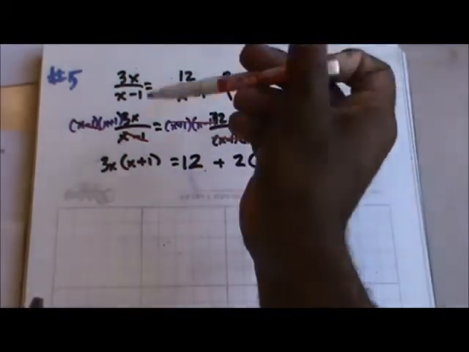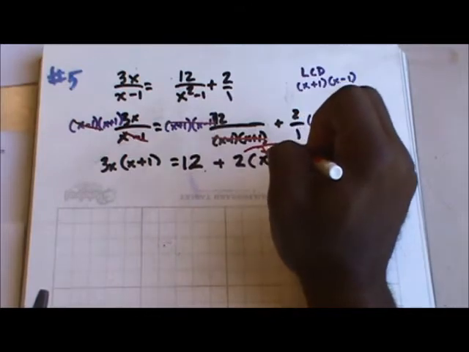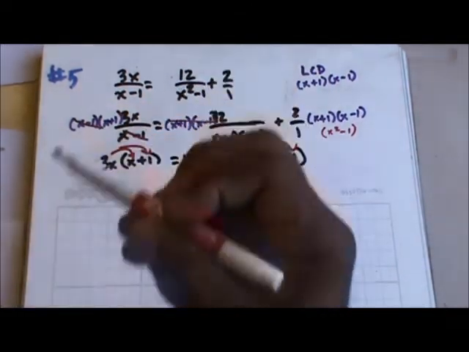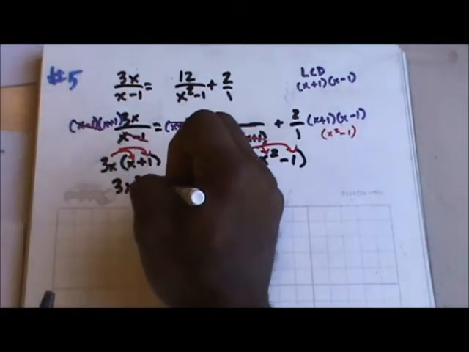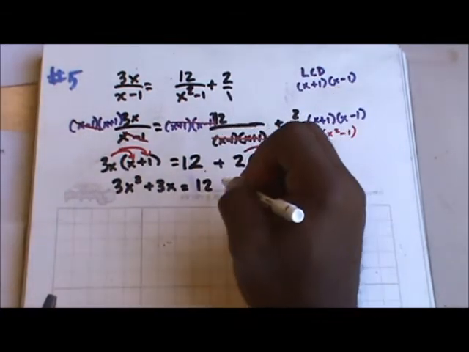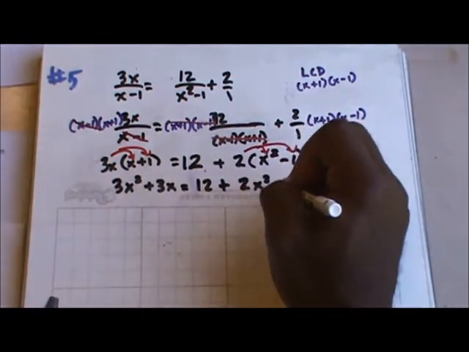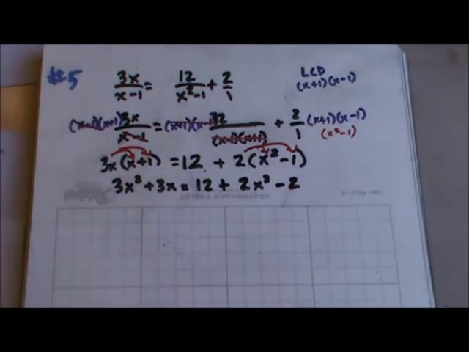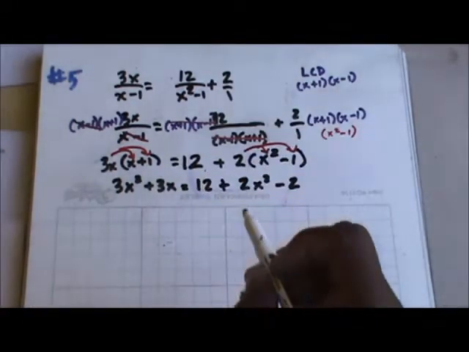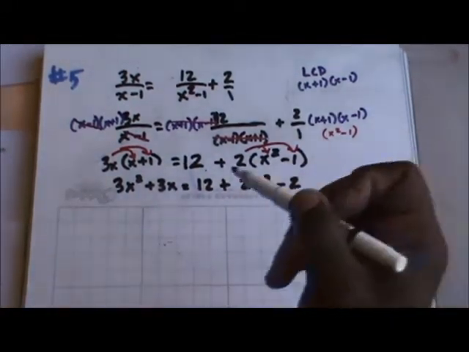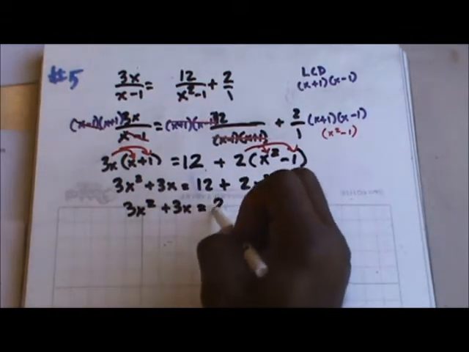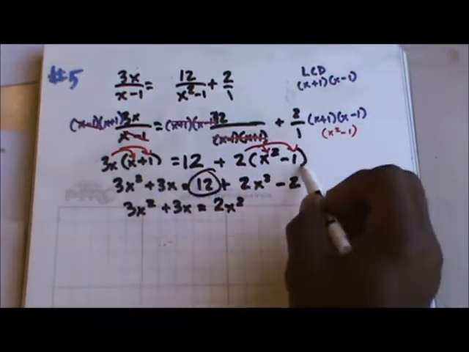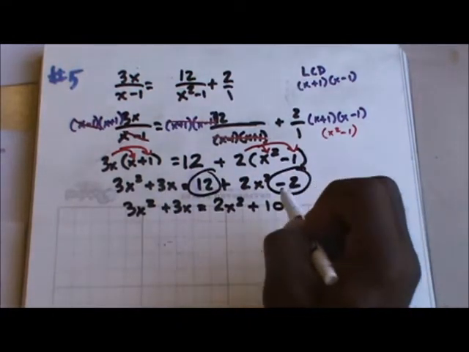First things first, let's do some distributive property. That's 3x squared plus 3x equals 12 plus 2x squared minus 2. Now let's simplify this a little bit, because we're on step 3 and we're solving. We have 3x squared plus 3x is equal to 2x squared, and we want to combine our like terms, and that's a plus 10.